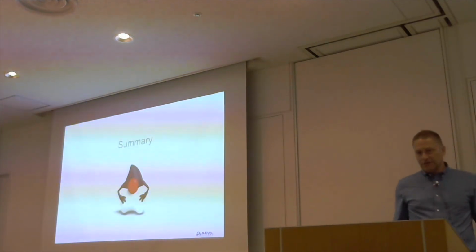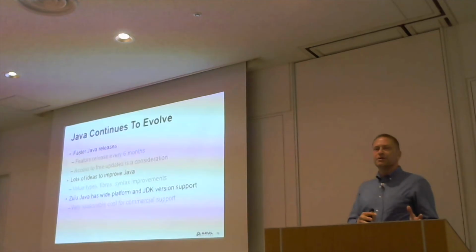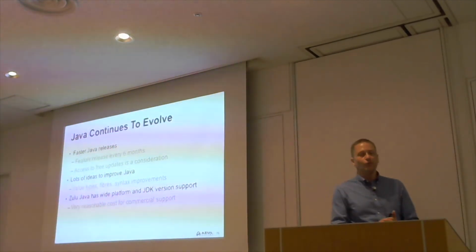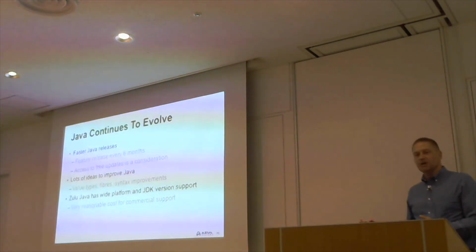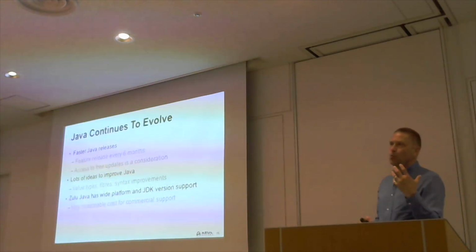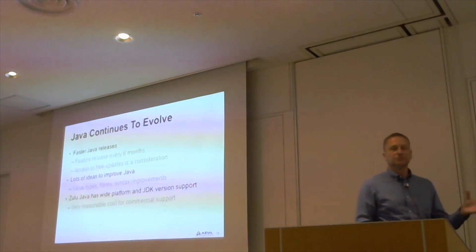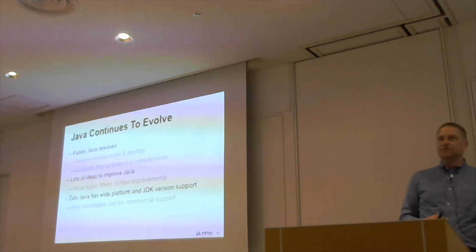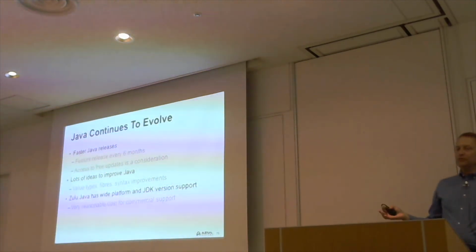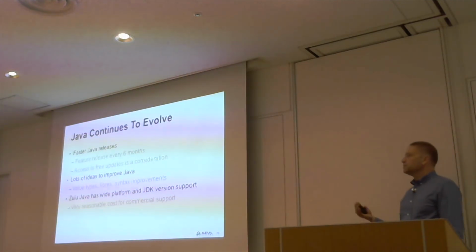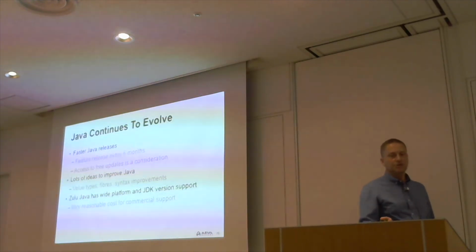To summarize, since I have literally a couple of minutes left, talking about the first part of the presentation, Java continues to evolve. So we're seeing faster Java releases, a release every 6 months, and the way that you get access to updates is something you do need to think about. That is changing, certainly changing as of September and then January next year. There are lots of good ideas to improve Java. Things like value types, things like fibers, things like Project Amber for syntax improvements and so on.